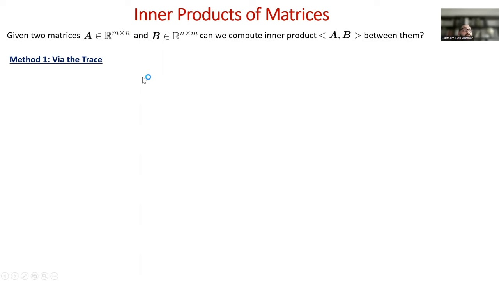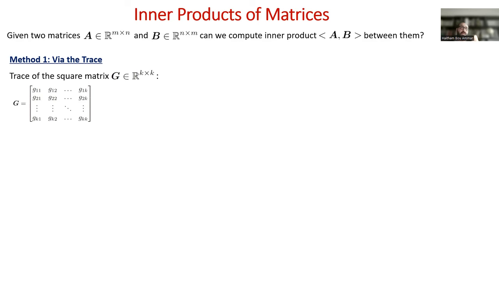The first way to compute that is via the trace operator. First of all, let's understand what the trace operator means. Remember, we discussed different operators, like the transpose operator. The transpose operator was taking a row and making it a column, and taking a column and making it a row. Please go back to the first part of the series to know about these vectors, and then the second part about the transposes of matrices and so on.